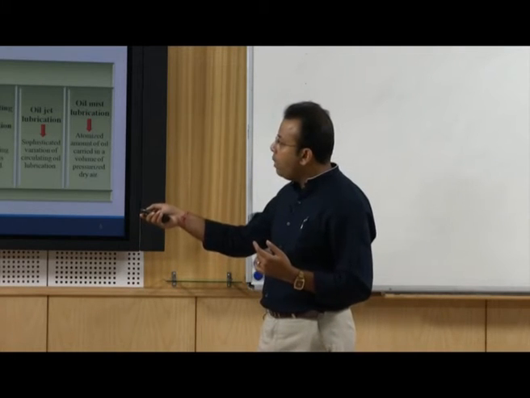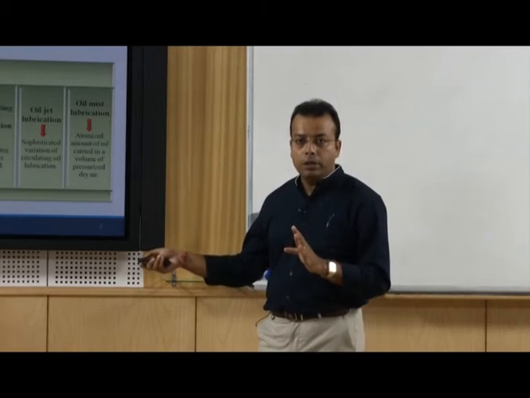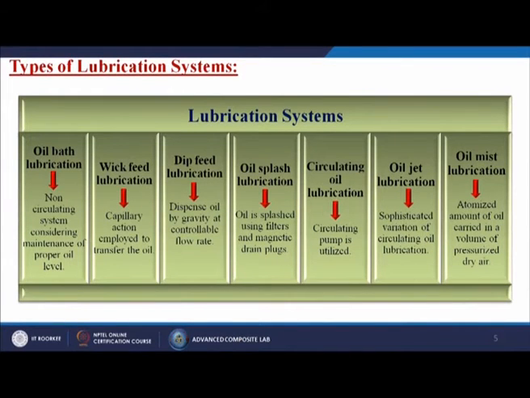The first one is called oil bath lubrication. This is the common lubricating system we generally adopt in our daily life. It is a non-circulating system, maintaining a proper oil level. Simply, when we see that the volume or quantity of lubricant is going down, we can pour some lubricant into it, so there will not be any pump or pressure. By normal means you are lubricating the machines. The second is called wick feed lubrication.